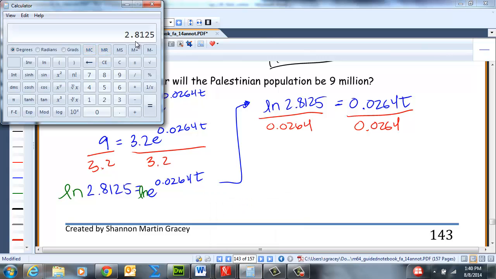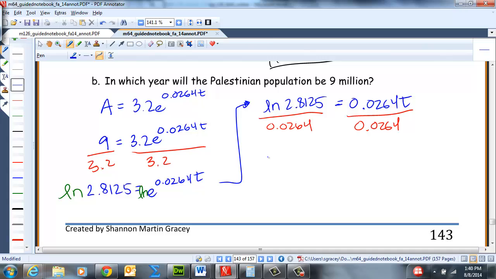So I still have that 2.8125. I'm going to do natural log of that, and then divided by 0.0264, equals, and we get approximately 39 years. Okay? So T is approximately 39.